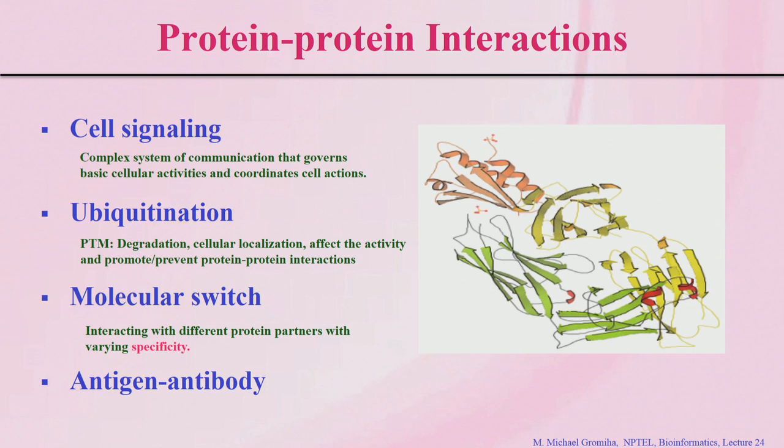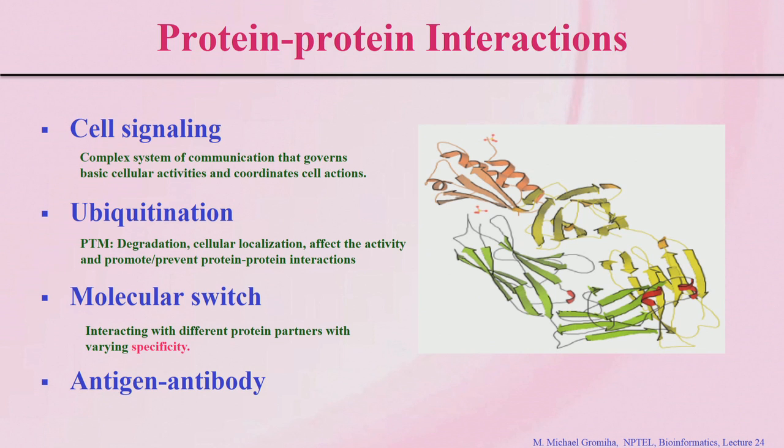Also, several protein complexes act as molecular switches. These interact with different proteins with varying specificity. For example, the same protein A interacts with B with one specificity as well as with C with a different specificity. In this case, they have a bias for which molecule they interact with at high specificity. Likewise, antigen antibody interactions are mostly part of immunological processes. You can see the interaction between the antigen and the antibody, for understanding invading bacteria and viruses.